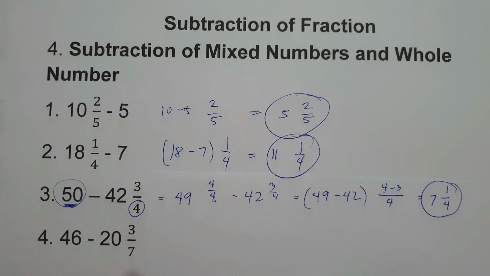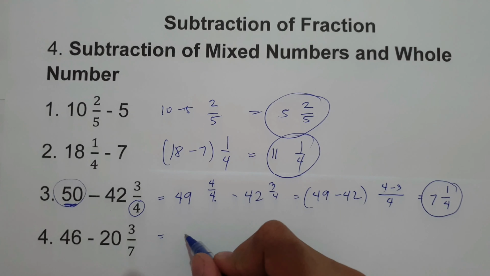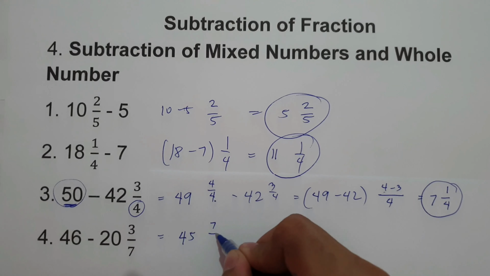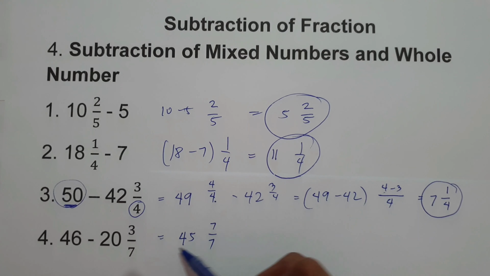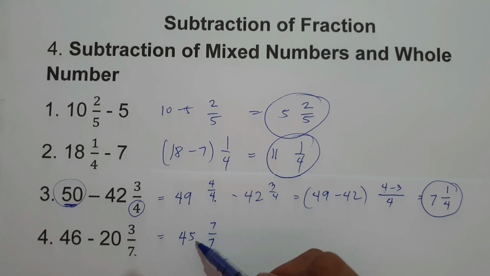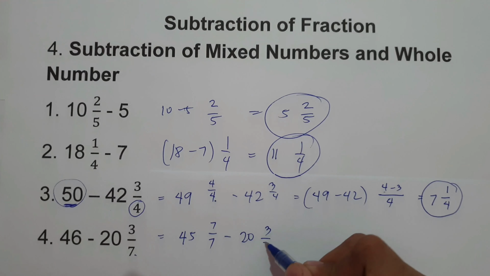Number 4. Let us change 46 into a mixed number. So 45 and 7 over 7. We copy the denominator of 7. So we have 7 over 7, that is 1, plus 45, that is 46. Minus 20 and 3 over 7.